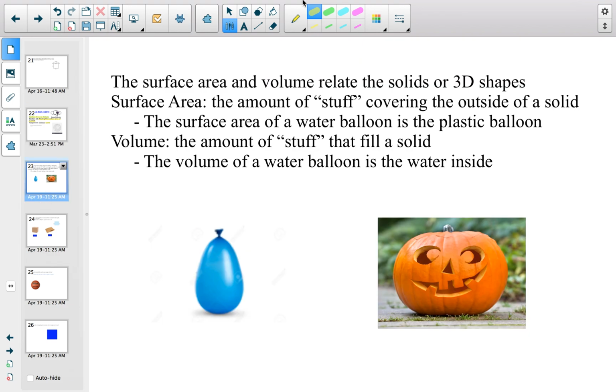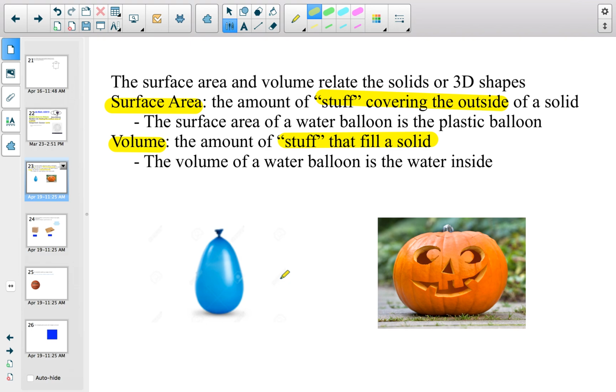Okay, so the surface area and volume are related to 3D objects, right? So think about something with 3 dimensions like a cube, cylinder, sphere maybe. The surface area is the amount of stuff that covers the outside. So think about whatever is containing the inside, the stuff that covers the outside. Okay? The volume is the stuff that fills the solid.